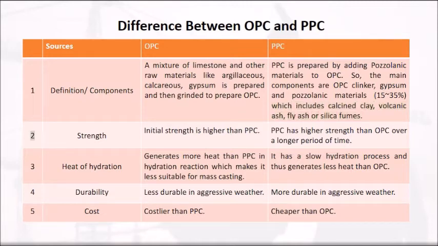Two, strength. OPC's initial strength is higher than PPC's. PPC has higher strength than OPC over a longer period of time. Three, heat of hydration. OPC generates more heat than PPC in the hydration reaction, which makes it less suitable for mass casting. PPC has a slow hydration process and thus generates less heat than OPC.